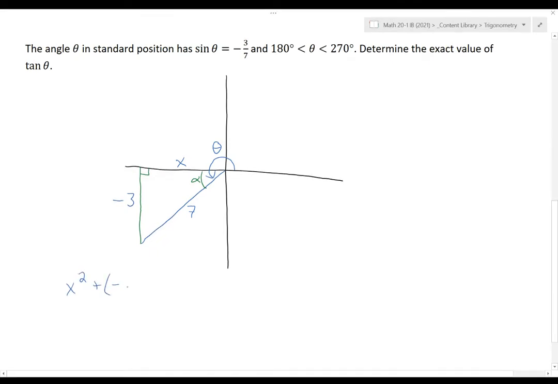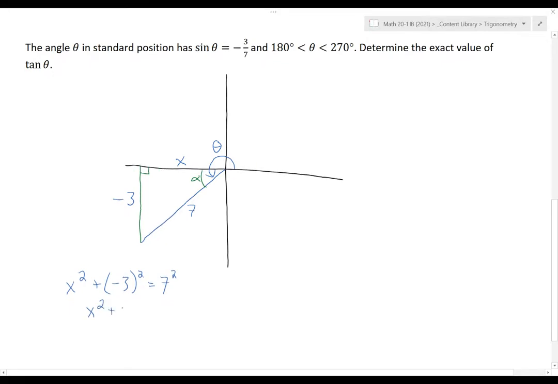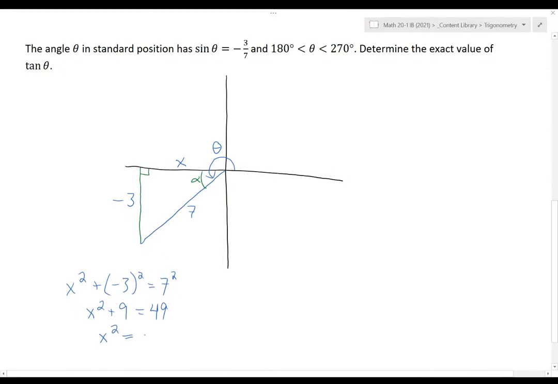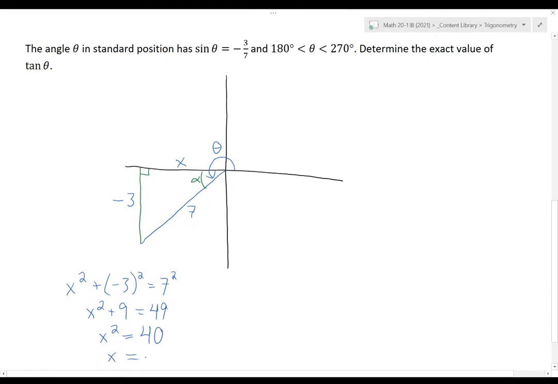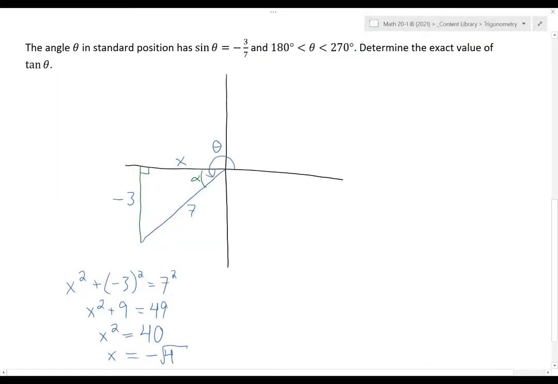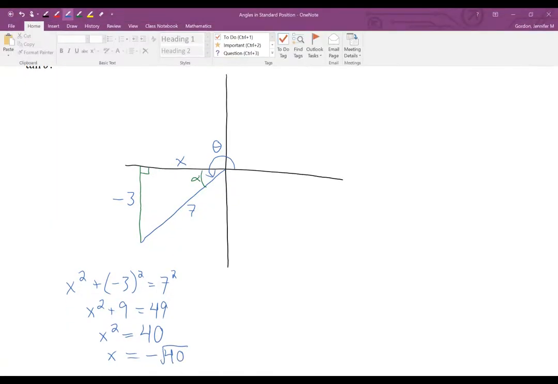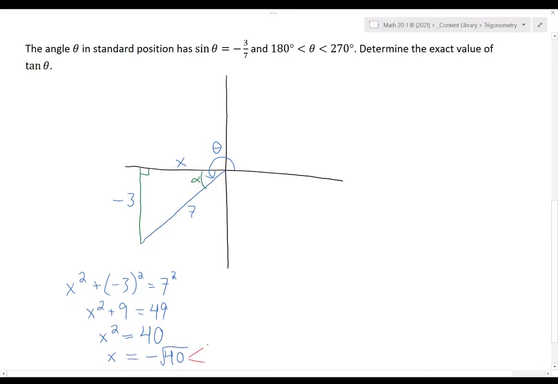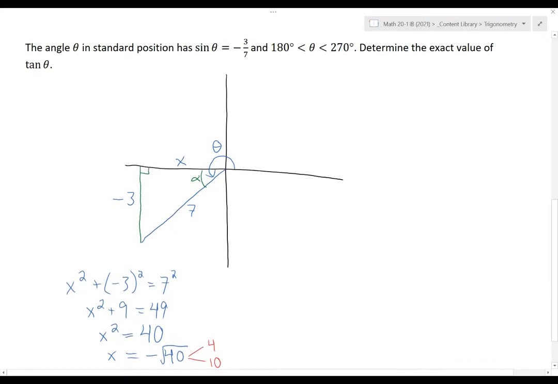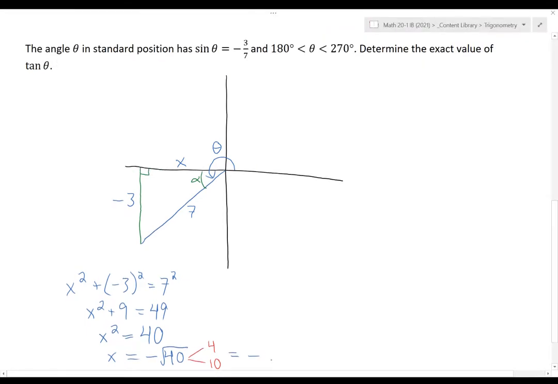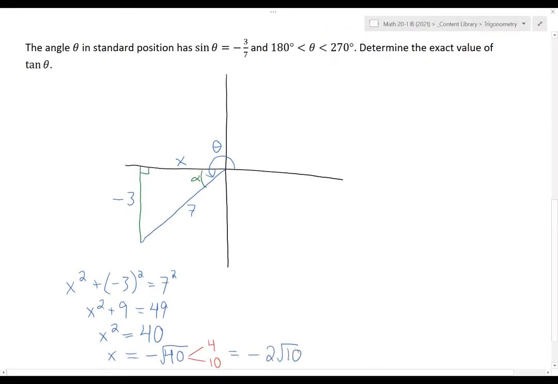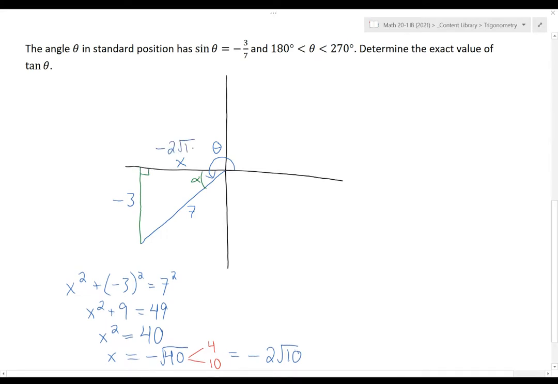So x squared plus -3 squared equals 7 squared, or x squared plus 9 equals 49, which means that x squared equals 40. When I take the square root, because I know x has to be negative, I'm going to take the negative square root, so the negative square root of 40. And then I'm going to simplify that, knowing that the square root of 40 is the same as the square root of 4 times the square root of 10, and 4 is a perfect square. So this gives me -2 root 10. So the length of x is -2 root 10.